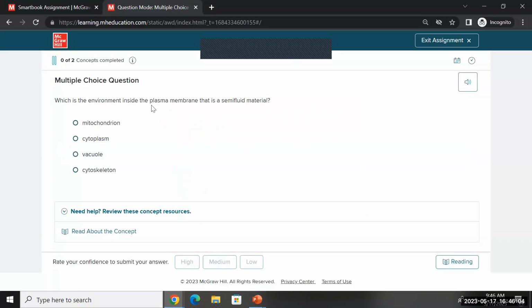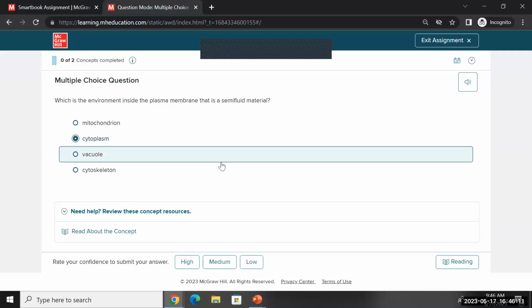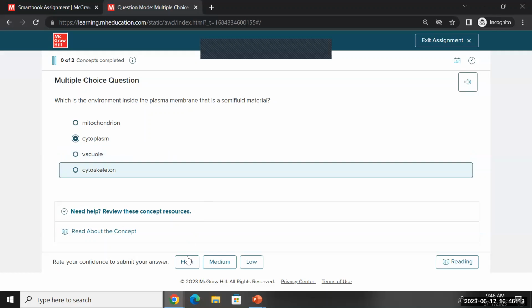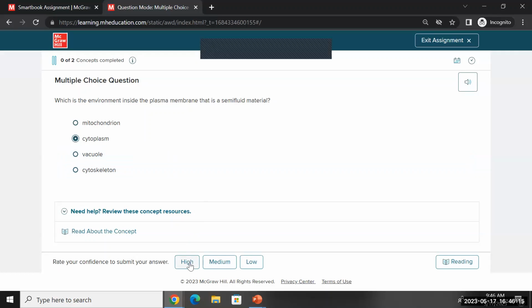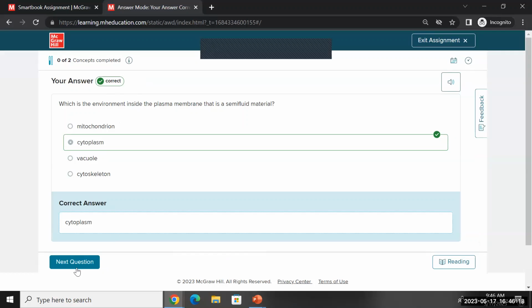Which is the environment inside the plasma membrane that is a semi-fluid material? I think I know that. I'm going to say cytoplasm. Now it's going to ask me how confident I am. Am I high, medium, or low confidence? I'm going to say high confidence on that. I got that one correct.